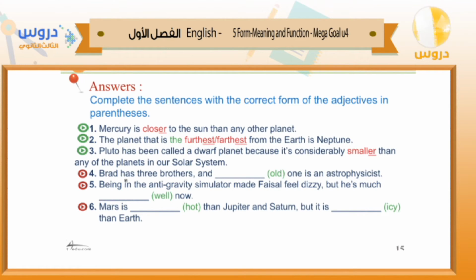Number 4, Brad has 3 brothers and one is an astrophysicist, right? Astrophysicist here means a person who studies a branch of physics which concerns astronomical phenomena. So Brad has 3 brothers, and what do you think, we have to say the oldest one or the older one? Which one is correct? Of course, the oldest or the eldest, all right? The eldest one or the oldest one.